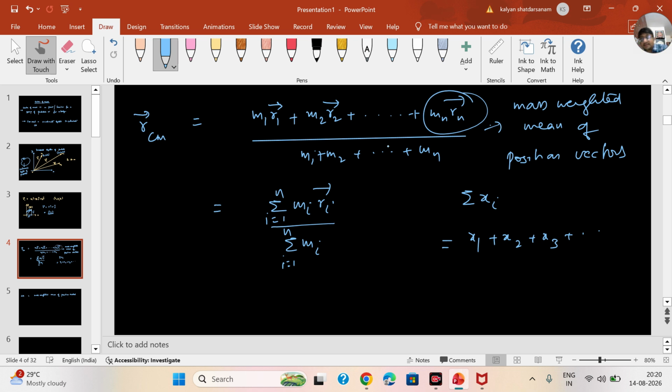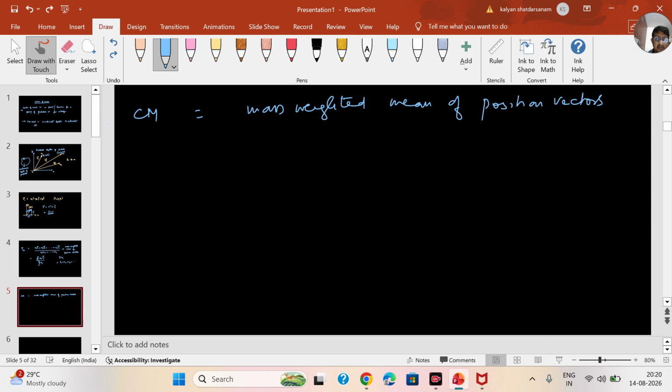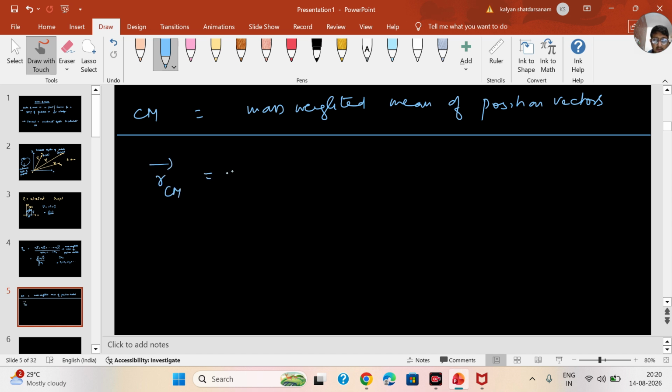There are n particles. If you take a continuous system, the number of particles is infinite, so you can't add them like this. Rather, you have to integrate. So we will come to that. But before that, let us take this definition of center of mass and explore it more. So I wrote position of center of mass is sigma mi ri, that's like m1r1 plus m2r2 plus m3r3 and so on, divided by total mass, which is sigma mi. This is the definition of center of mass.